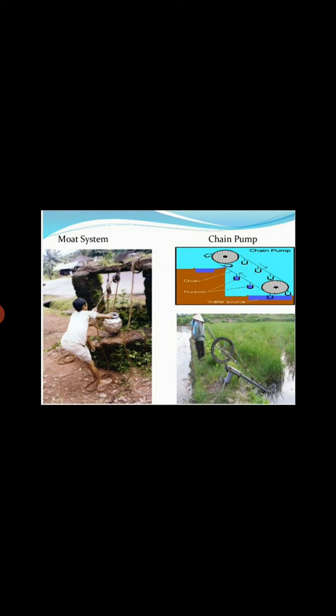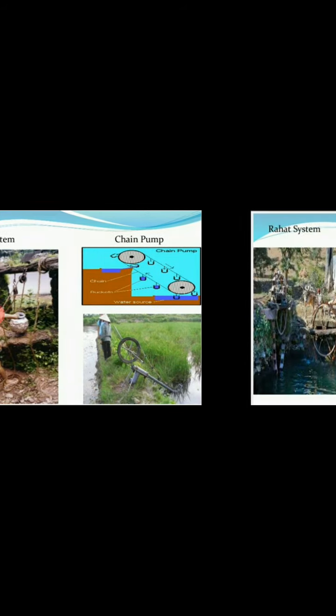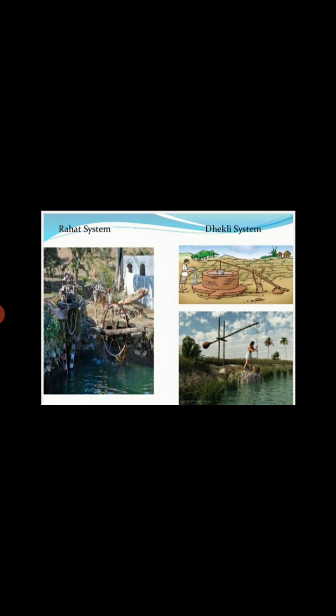It was very much time consuming and not very efficient. And then see the chain pump system. You can see over there, it will pump some water and then it is transported to the field. Rahat system you can see there. Dhekli system also you can see over there. These earlier used methods of irrigation were very much time consuming and not so efficient.